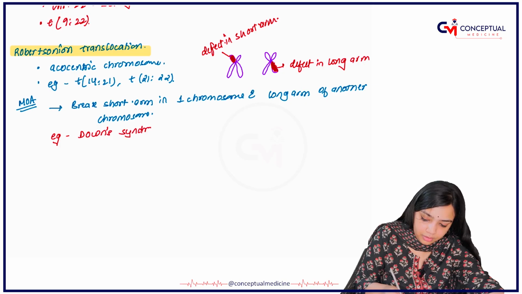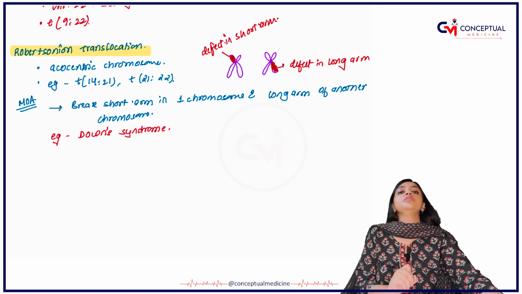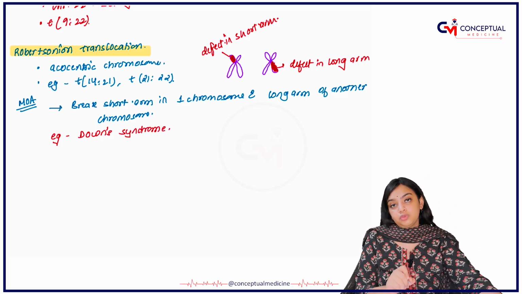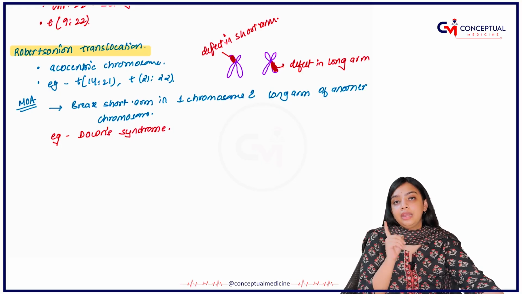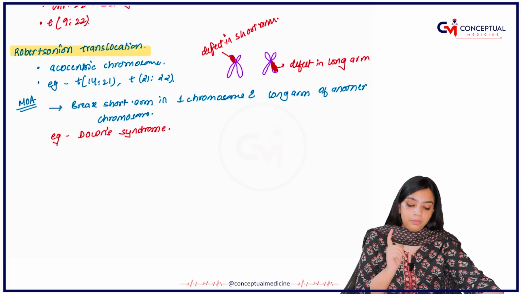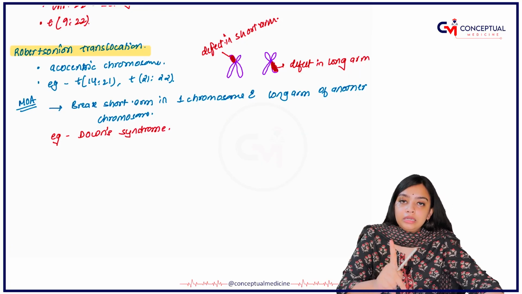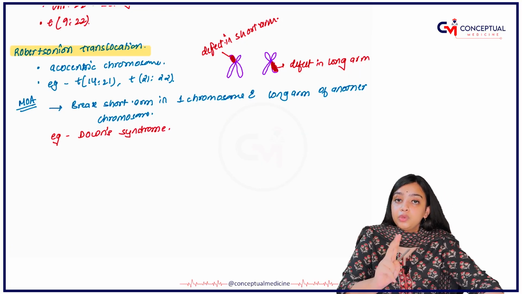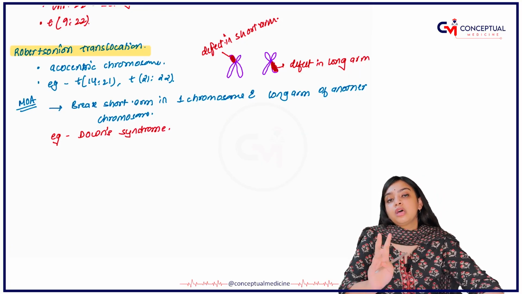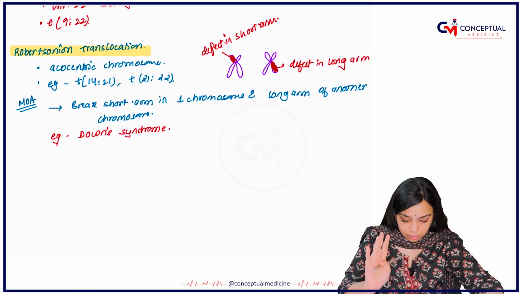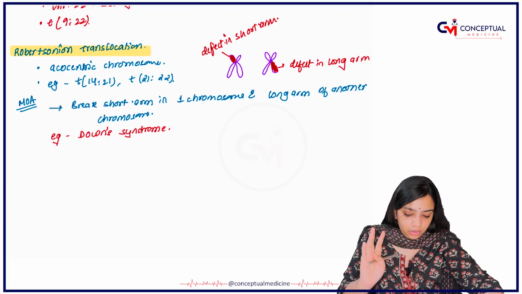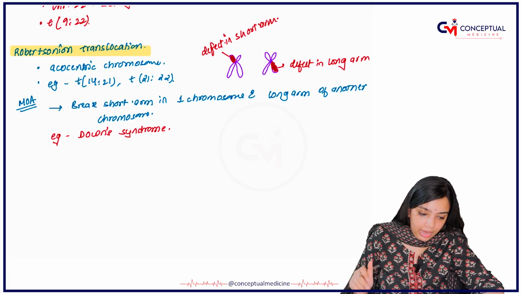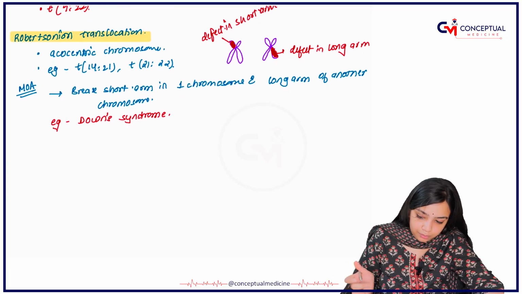Tell me guys, Down syndrome is due to which chromosome? You have to tell me this. Tell me about Down syndrome, Edwards syndrome and Patau syndrome. Okay, it is 13, 18 and 21, and now you have to tell me which chromosome is related to which type of syndrome. Is it related to Down syndrome, Edwards syndrome or Patau syndrome? Next thing that you have is the ring chromosome.